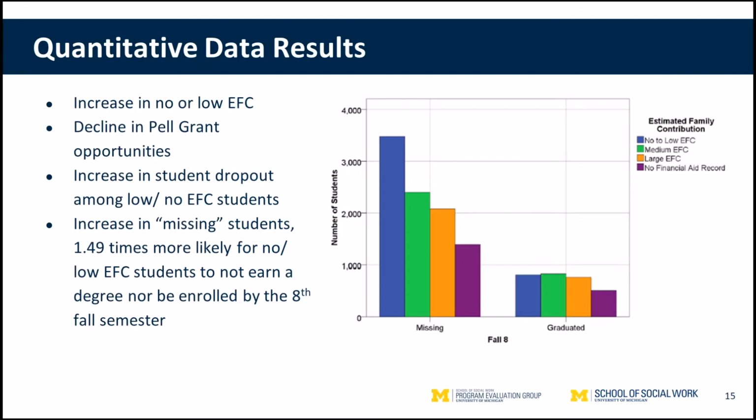I conducted a mixed methods program evaluation for this project. Results from the quantitative data showed that there had been an increase in students who had no or very low estimated family contribution, or EFC, and were eligible for Pell Grants. It also showed a decline in the number of students receiving Pell Grants at the same time as there was an increase in students who needed them. Together, EFC and Pell eligibility often let us know the degree to which students are experiencing financial hardship.